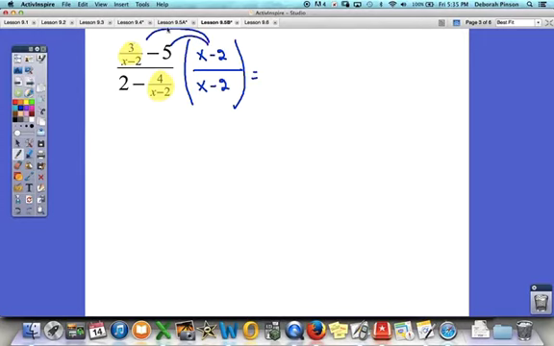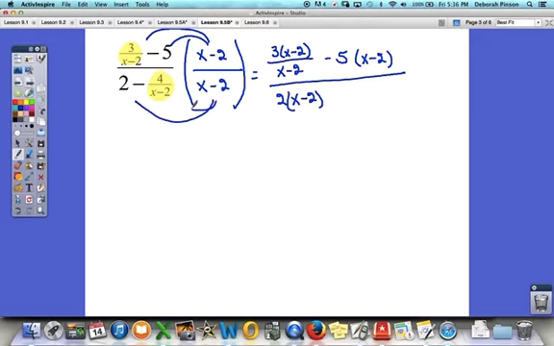So let me write out what I have. So when I distribute here, I'll have 3 times x minus 2 over x minus 2. You'll notice I'll get some canceling to happen there. Minus 5 times x minus 2. I kind of have to take my hit here to get the canceling to happen there. Here I'll have 2 times x minus 2 when I'm distributing down here. Minus 4 times x minus 2 over x minus 2. So both of my little fractions, you'll see I'll get canceling to happen.